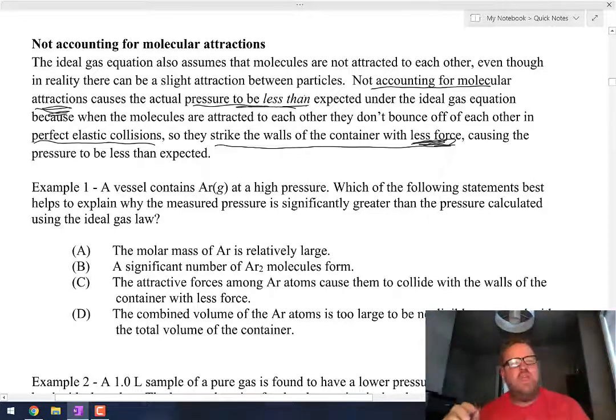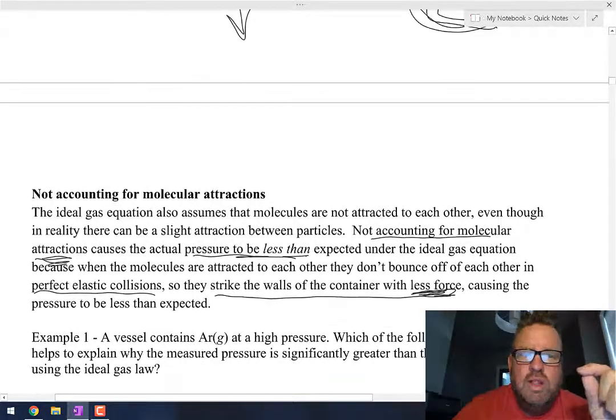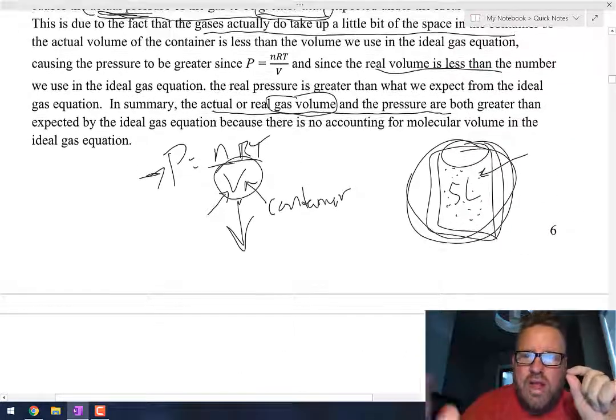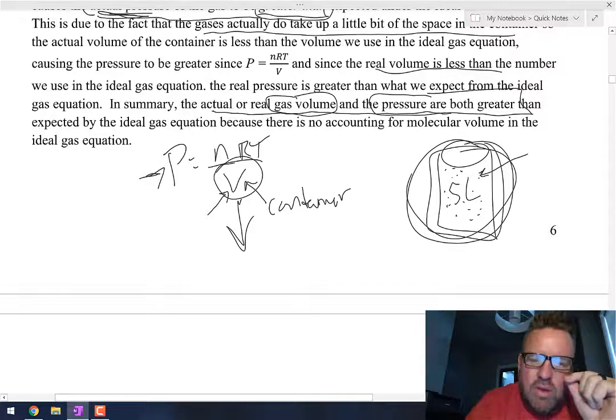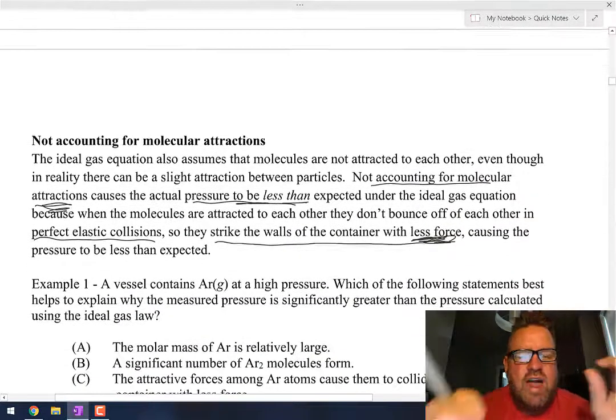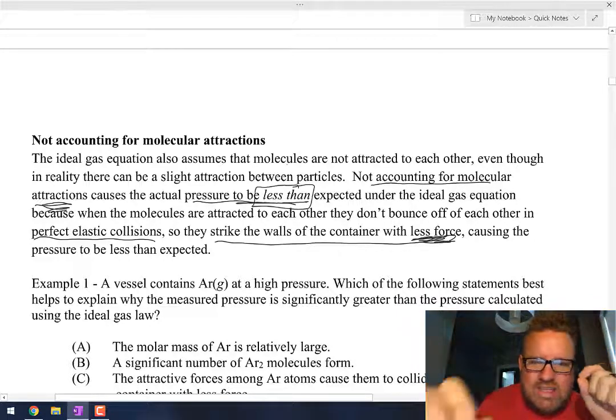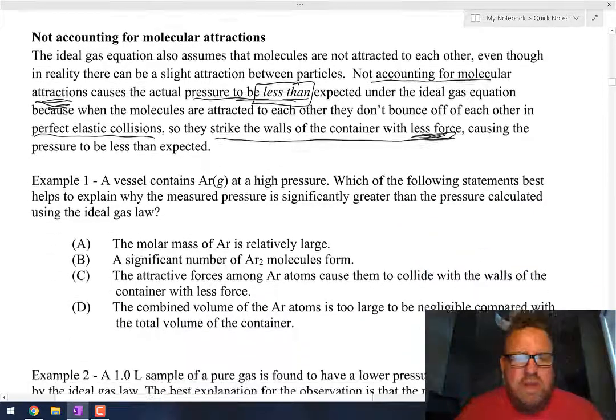Okay, so when you don't account for molecular attractions, the pressure is lower than expected. So when you don't account for molecular volume, the pressure is greater, right? The pressure is greater than what you would expect. When you don't account for the fact that molecules are attracted to each other, the pressure is less than what you would expect it to be.